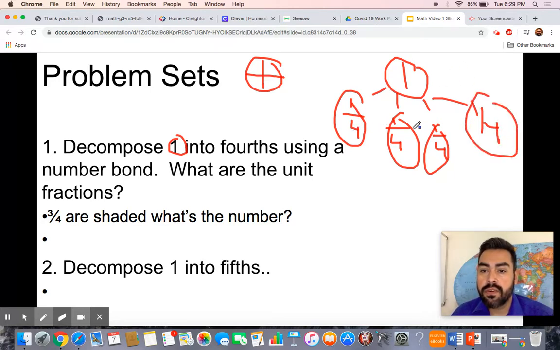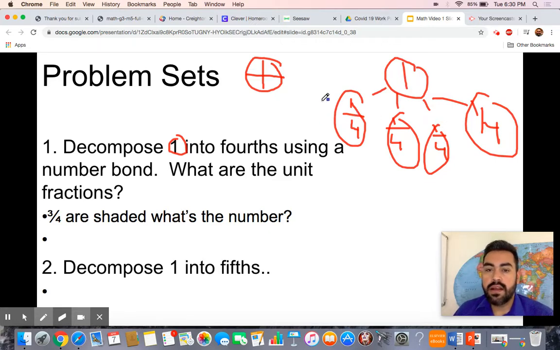So 1/4 plus 1/4 is 2/4, 3/4, 4/4. So if I eat 1/4, I still have 3/4 left. If I eat 2/4, I have 2/4 left or half of the apple left. If I eat 4/4 of this apple, I eat all the apple. I eat 1 entire apple.